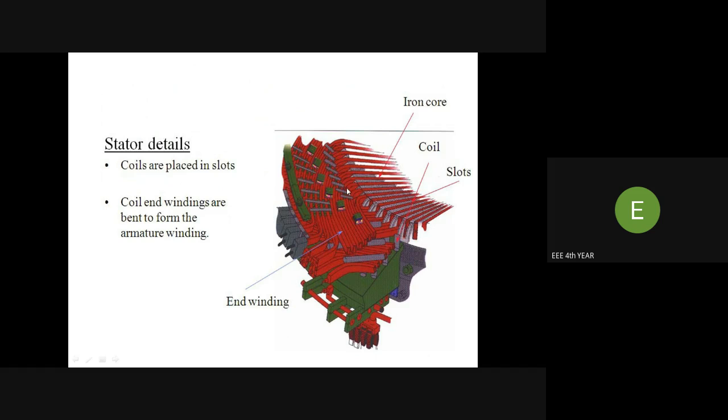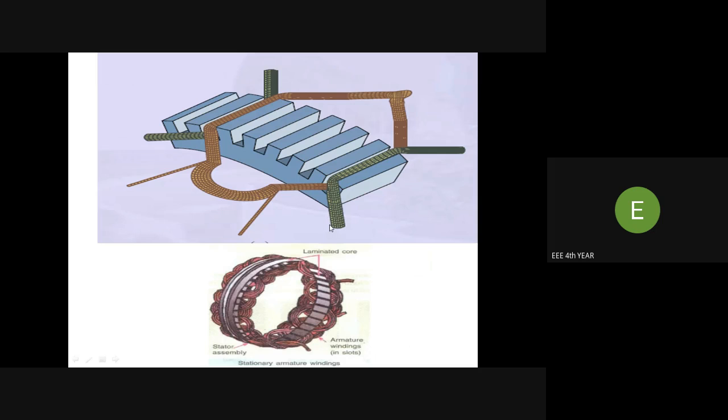The coils are placed inside of the slots. These are the coils, coil sides, and iron cores. This is the laminated construction, laminated stampings. The coil end windings are bent to form the armature winding. Here only one set of coils is displayed. Here one slot occupies two coil sides, that's why it is called a double layer winding. This is one of the slots; one slot occupies one coil side and another coil side also. It is called a double layer winding.